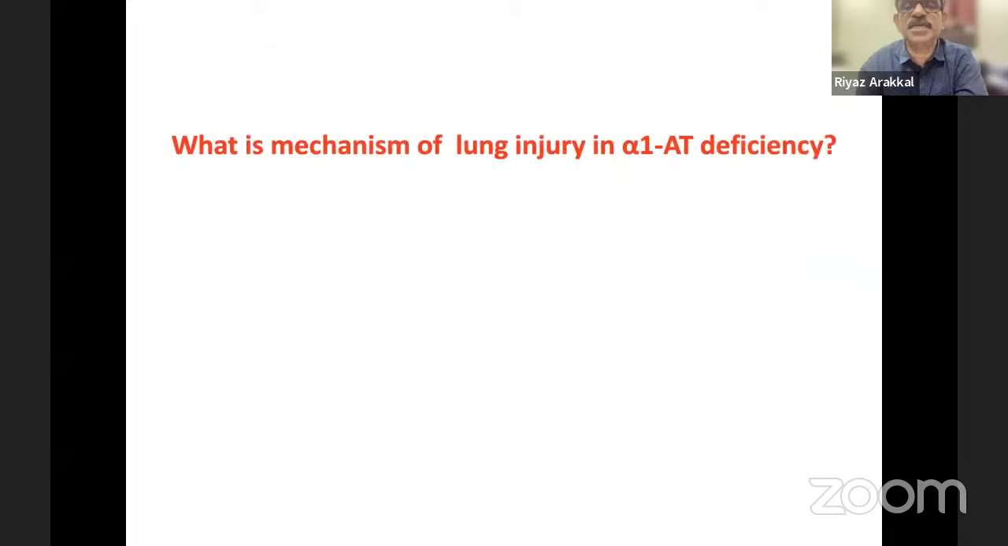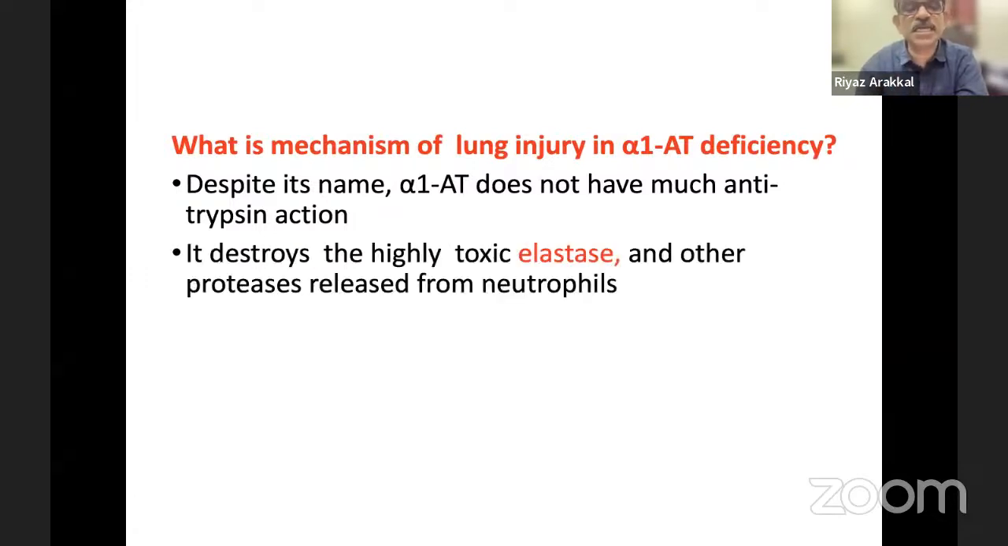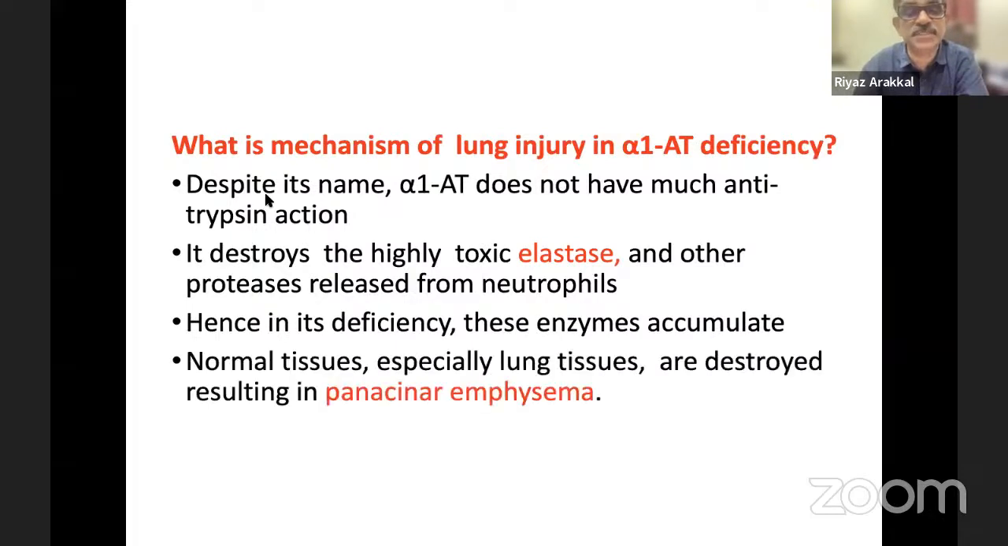What is the mechanism of lung injury in alpha-1 antitrypsin deficiency? Actually, this is a misnomer because alpha-1 antitrypsin does not have much antitrypsin activity. What does it inhibit? It inhibits elastase, which is a very toxic enzyme. Elastase is responsible for destroying tissue, especially lung tissue, thereby causing panacinar emphysema. So in its deficiency, these enzymes accumulate and damage the lung, resulting in panacinar emphysema. It has anti-elastase action.